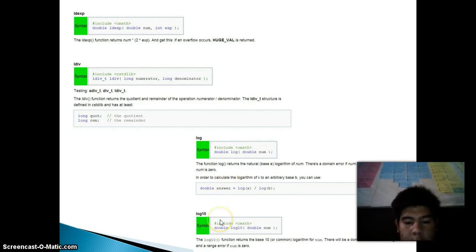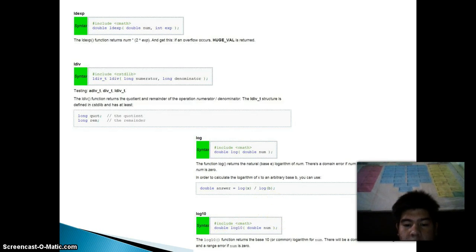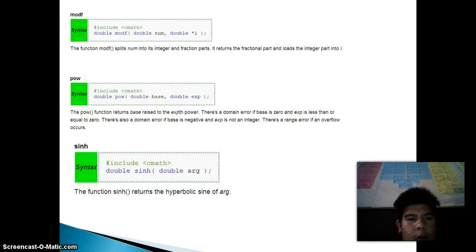The log10. This is the syntax, and it returns the base 10, or common, logarithm of num. There will be a domain error if the num is negative and a range error if num is 0. The modf splits the number into integer and fraction parts. It returns the fractional part and loads the integer part into I.